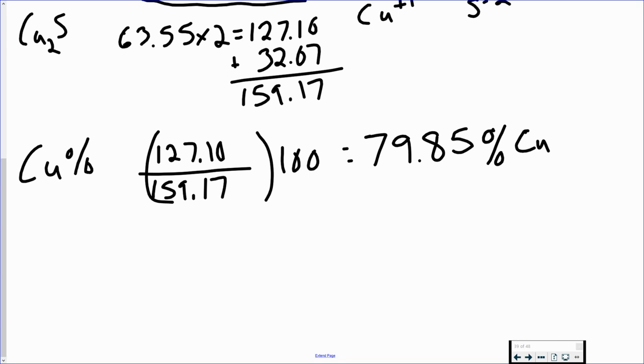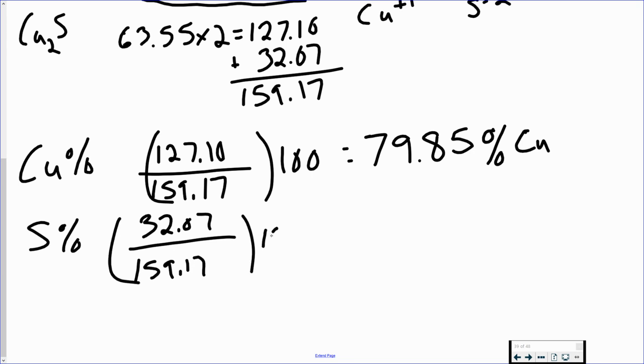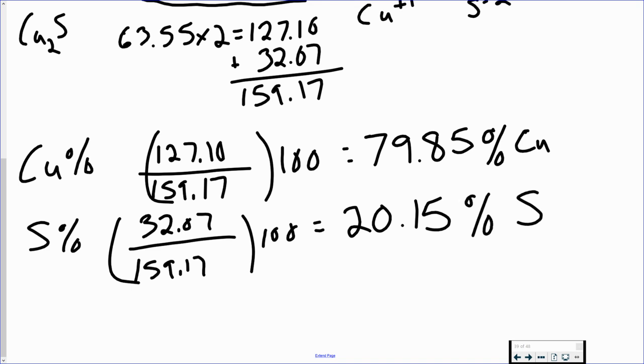And then we need to do it for sulfur. So for sulfur, you're going to take the mass of sulfur, which is 32.07, over the total mass, times 100. So we're going to get 32.07 divided by 159.17, and you get 20.15% sulfur. And if you add those up, they do equal 100.